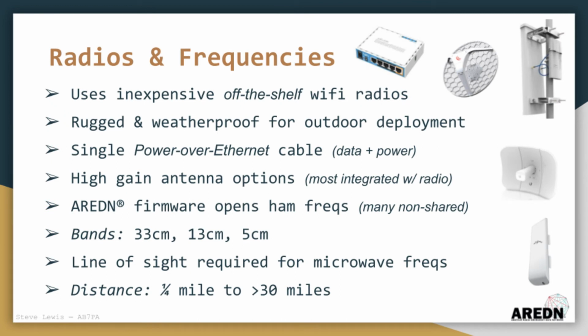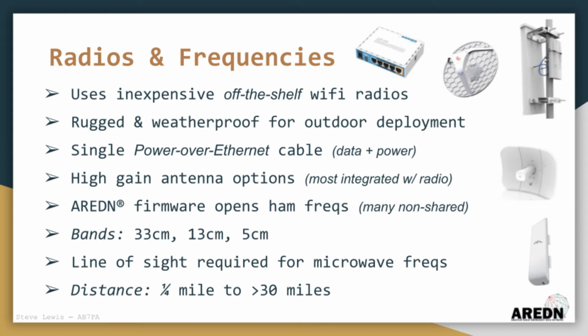Devices that support AREDN come in a wide variety of shapes and sizes because AREDN firmware can be installed on many types of inexpensive, off-the-shelf Wi-Fi radios. AREDN allows us to repurpose commercially available radios as mesh network nodes, many of which can communicate on unshared frequencies that are set aside specifically for licensed amateurs.